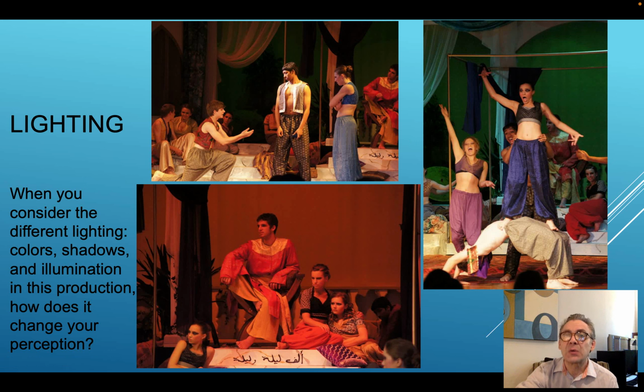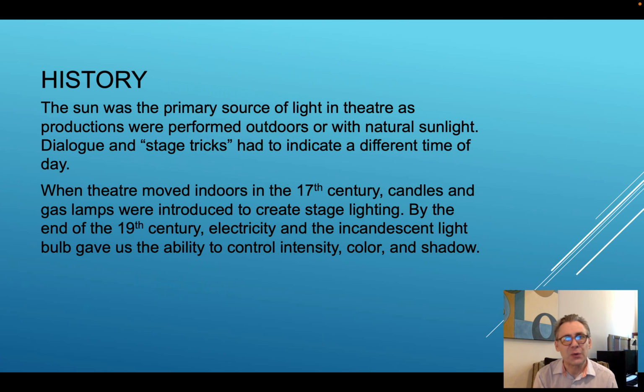So the colors that are being chosen, the type of shadows that are being used, are to represent who's involved in the story, who's not involved in the story, and the nature of the story that's being told. These are just some things that lighting can do for us. So let's talk about lighting's history.